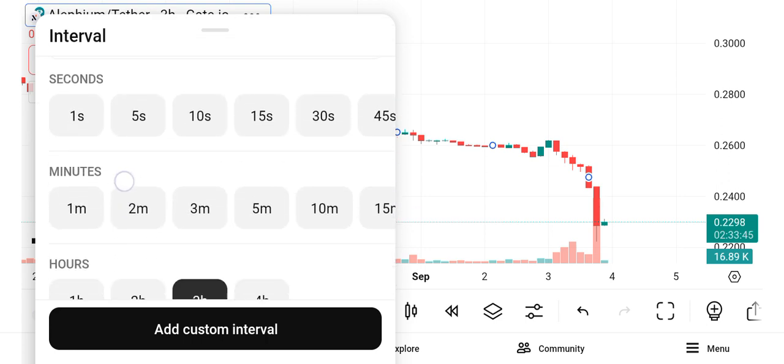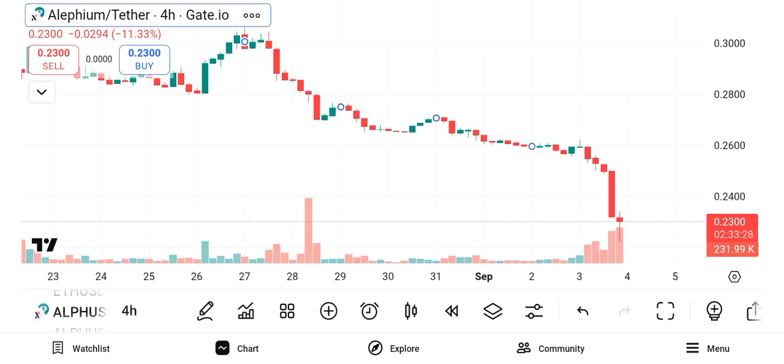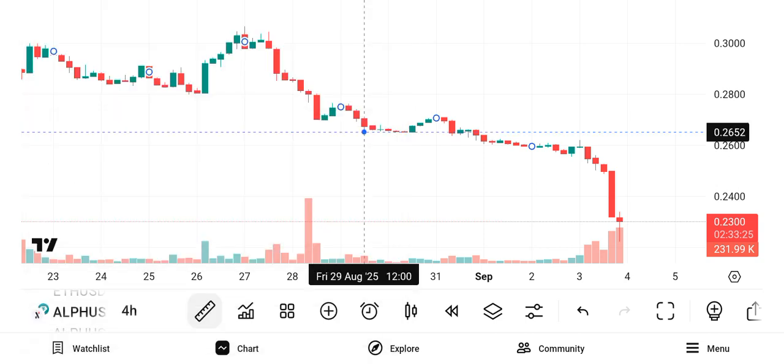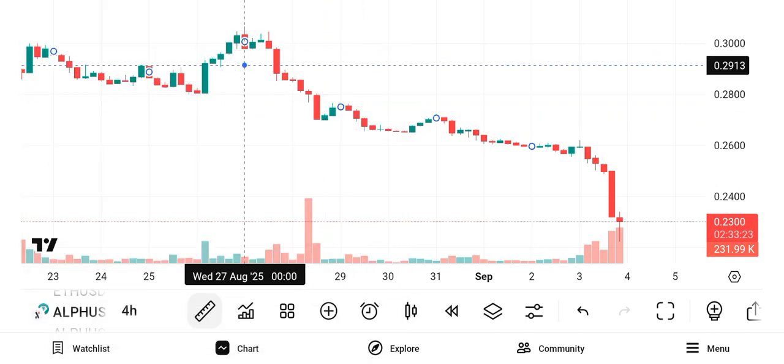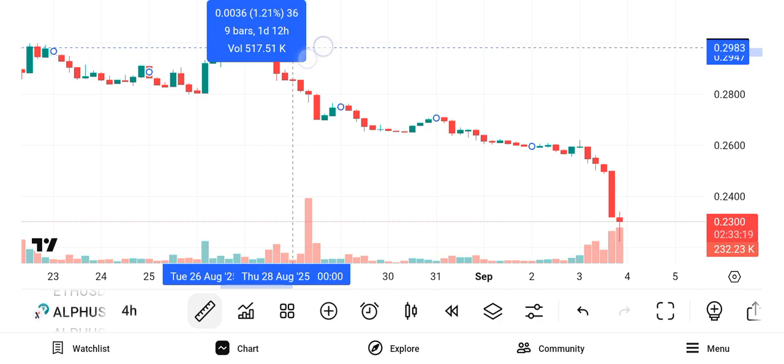Remember, when you talk of the 4 hours chart, a candle represents 4 hours. The same analysis still holds. We had about 4 shooting stars, symbolizing a bearish sentiment. And then the support was broken here. Let's draw the line. The support was broken here to here.